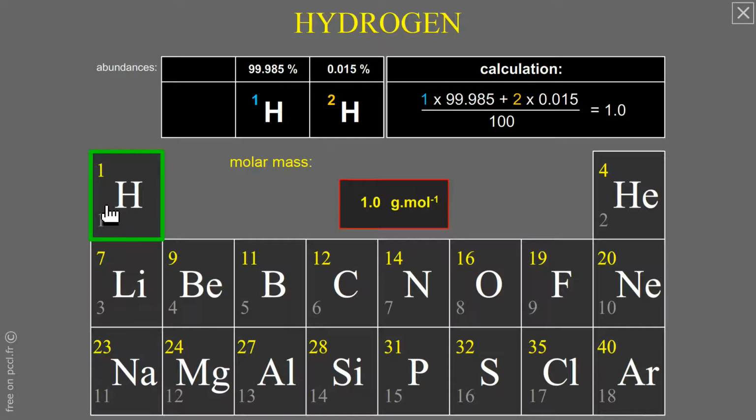Z equals 1, the number of protons is the same for both. We therefore call them both hydrogen because the name is determined by the atomic number Z. So, as it is in the majority, rounded to the tenth, that does not change anything. And there the molar mass is equal to the mass number. Whole number.